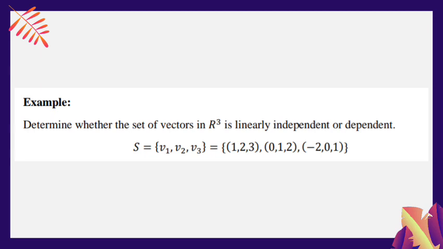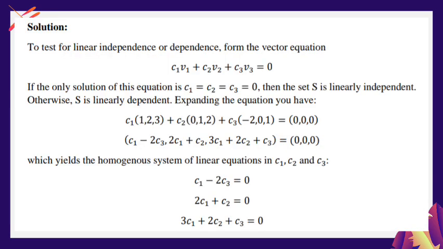Example for that: determine whether the set of vectors in R3 is linearly independent or dependent. S equals V sub 1, V sub 2, V sub 3 equals (1, 2, 3), which is the V sub 1, (0, 1, 2), which is the V sub 2, and (-2, 0, 1), which is the V sub 3. Solution. To test for linear independence or dependence, form the vector equation C sub 1 V sub 1 plus C sub 2 V sub 2 plus C sub 3 V sub 3 equals 0.